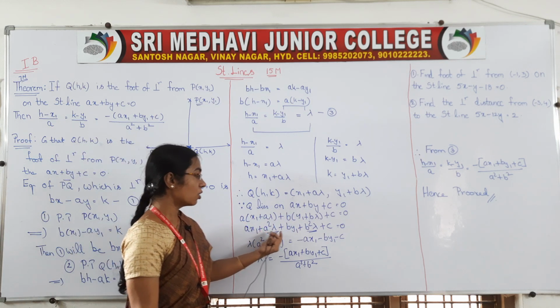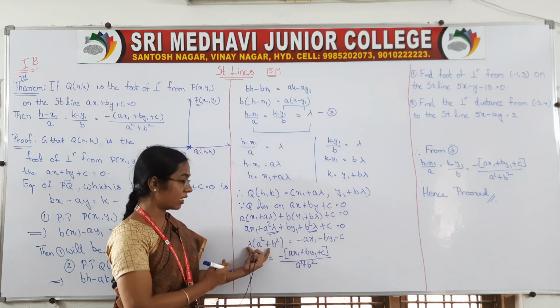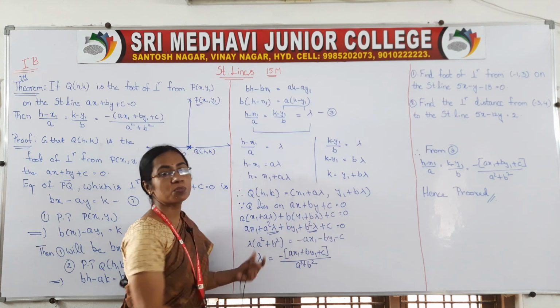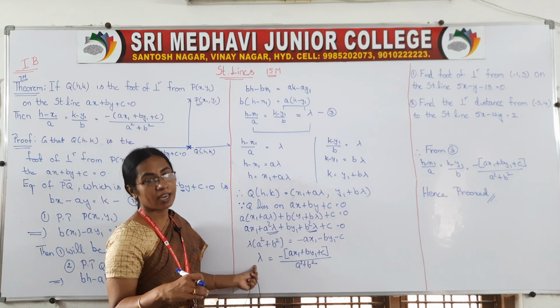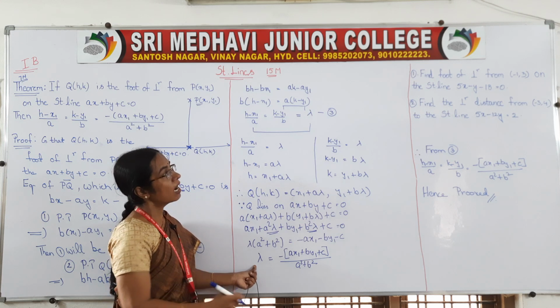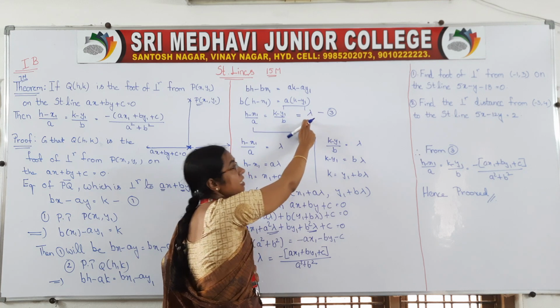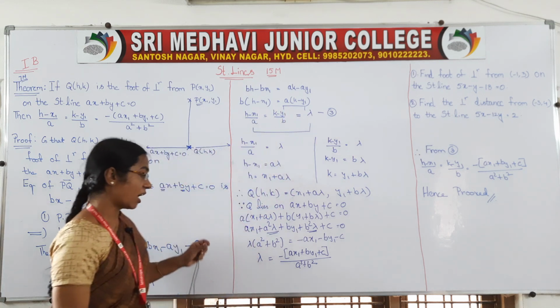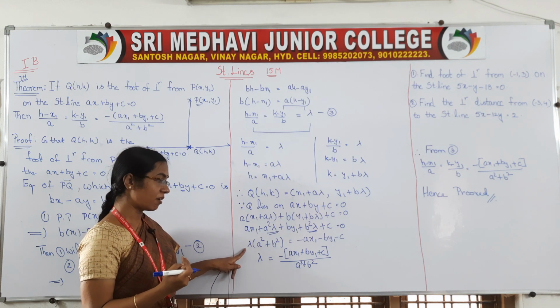If you observe, two lambda terms are there. So write lambda terms together and send the remaining terms together. Why are we doing all these things? We want to get the lambda value at the end, and finally we will substitute that lambda value in equation 3. For that sake, we have to get our lambda value. So try to bring that lambda value.